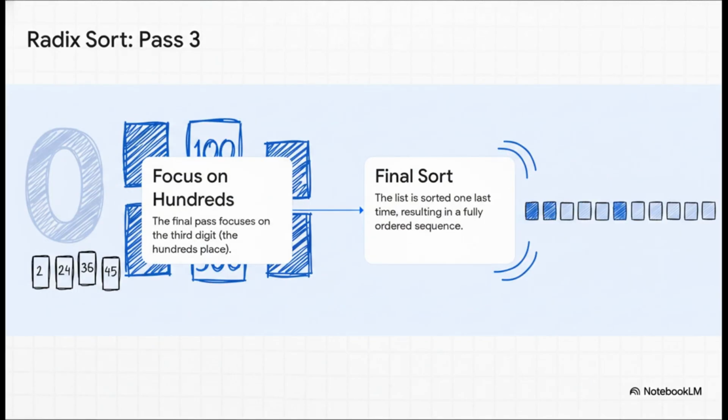And you can probably guess the final pass. We sort by the hundreds place. The numbers that don't have a hundreds digit, like 2 or 24 or 45, are treated like they have a 0, so they stay at the front. The others just fall into place. And after that last pass, look at that, a perfectly sorted list. And the craziest part, we did it without ever directly comparing one number to another.